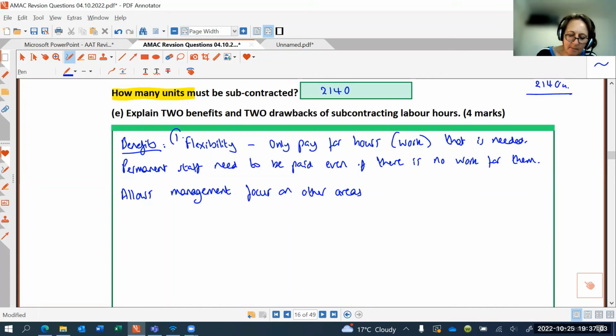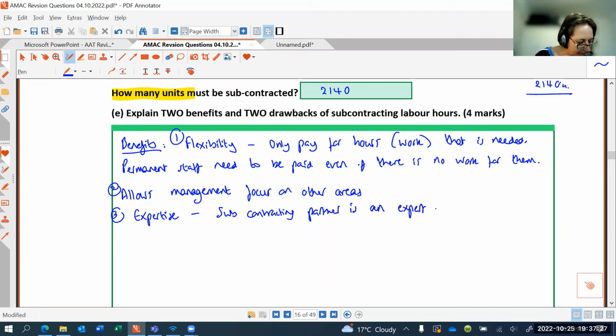One of the key things I think we could include here, it did say two, which I'm going to give you a third one, is the expertise. It could be that the subcontracting company or the subcontracting partner is an expert in the subcontracted area, whatever that might be. So I think that's usually a big advantage and one of the reasons that people often subcontract things.